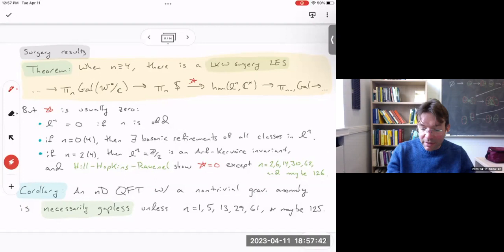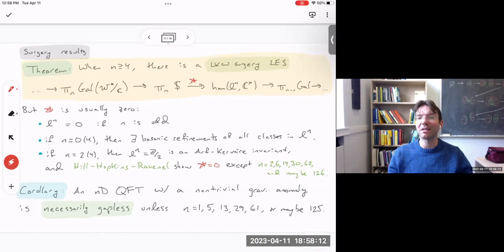On the other hand, these Galois groups are about topological field theories, and this is about invertible field theories, which is about anomalies for topological field theories. So the physics corollary is that if you have a quantum field theory with non-trivial gravitational anomaly, then it's necessarily gapless, except in six possible dimensions. So our work really has physical content.